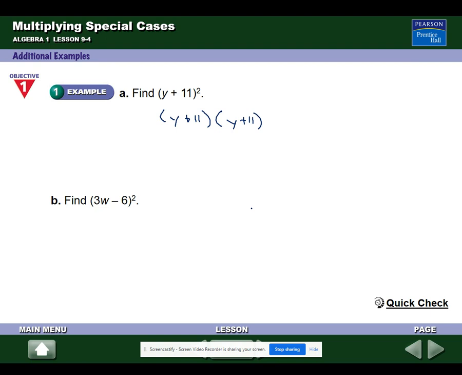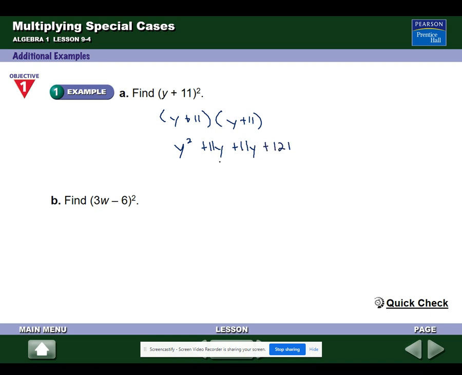Sometimes textbooks will use the word expand. Expand does not just mean rewrite it the way I've written it there. Expand actually means do the multiplication, do the simplification, and write it in standard form. So y squared would be the F in FOIL, plus 11y would be the O, plus 11y would be the I, and 11 times 11 is 121.